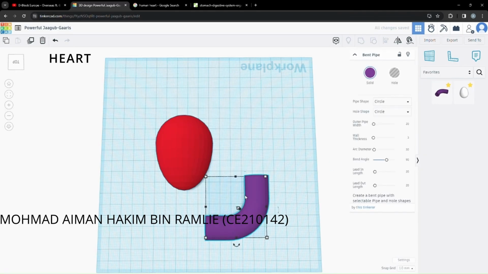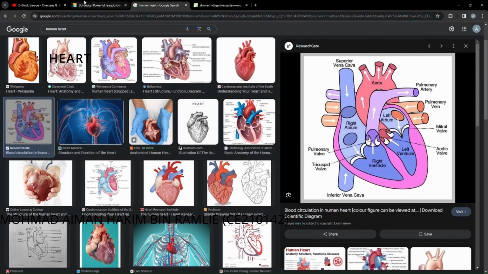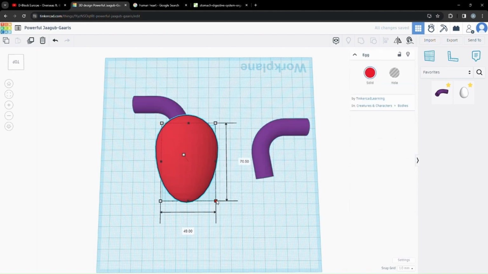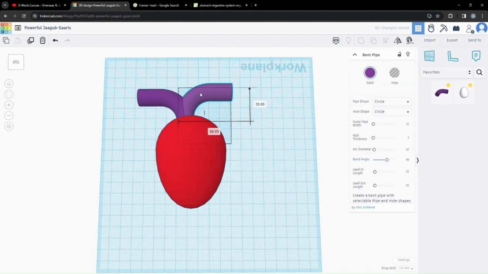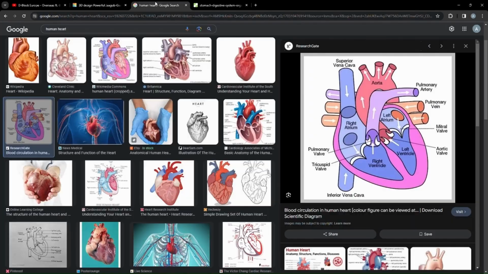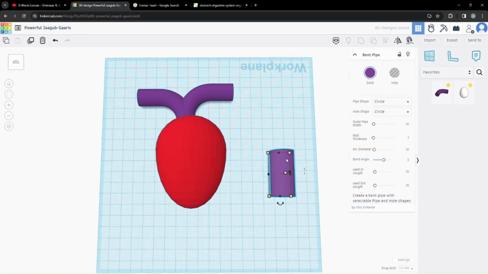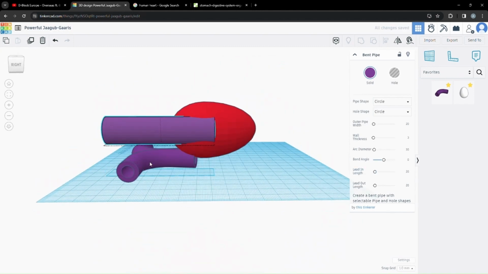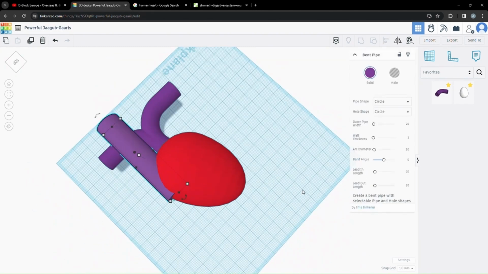For the design of the heart organ, I will use Tinkercad. First, I will get the egg as the base of the heart, and I will take the part. First, I will build the pulmonary artery, and then I do the superior vena cava and inferior vena cava.